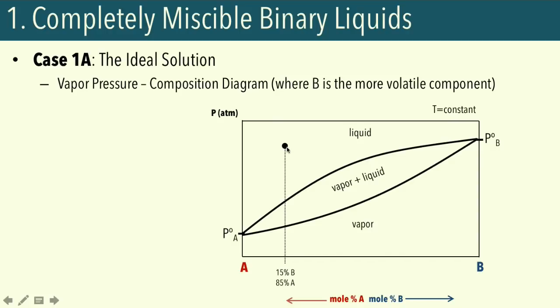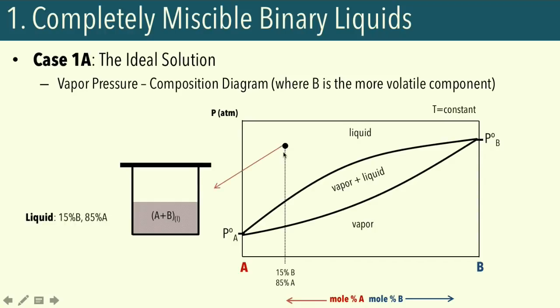If we are at this particular pressure, the pressure is so high that we actually don't have any vapor present. We only have a liquid phase. So we could easily say that the composition of the liquid phase is equal to our overall composition, 15% B, 85% A. Let's investigate what happens if we decrease the pressure.